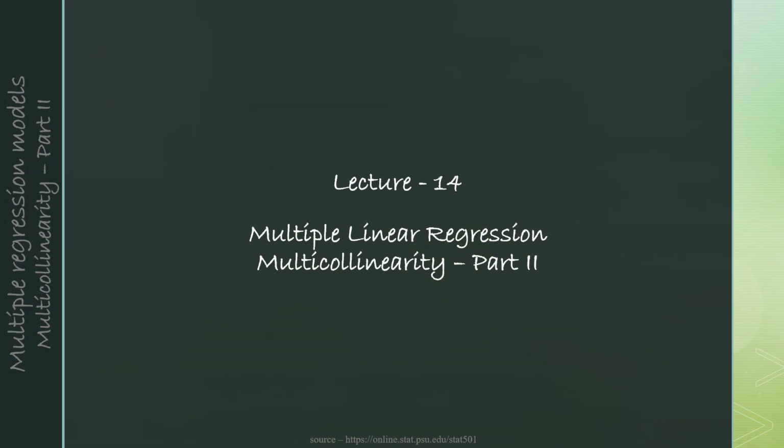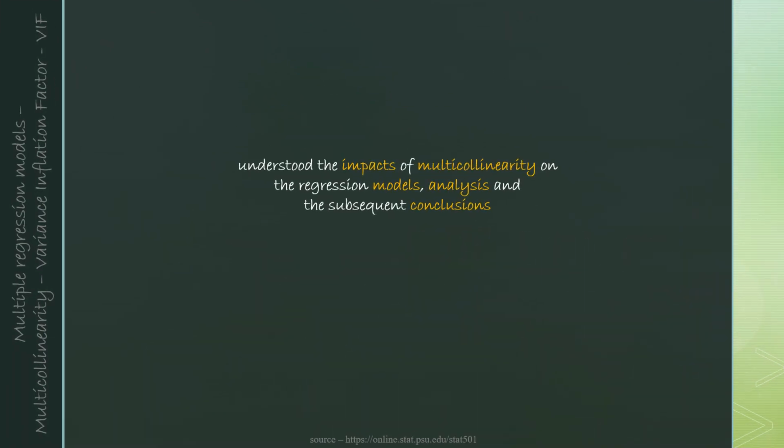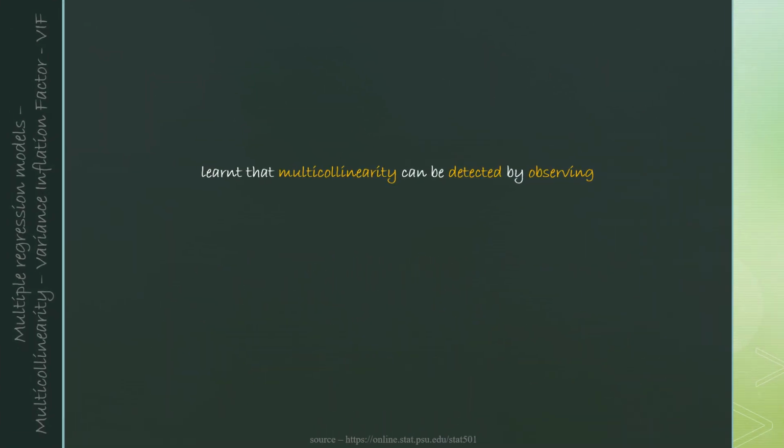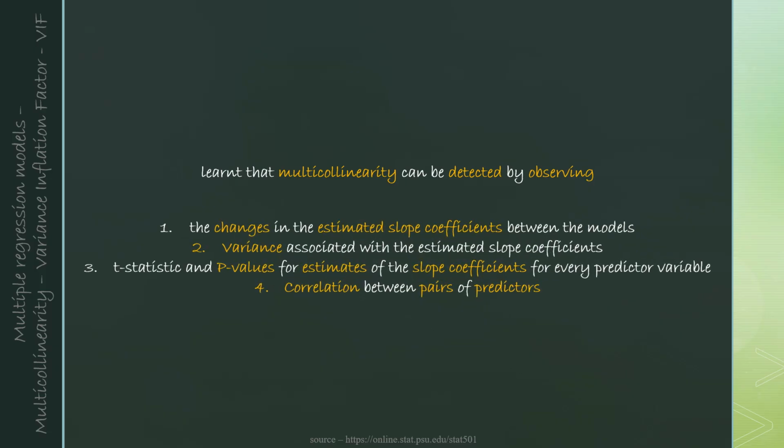Lecture 14, Multiple Linear Regression Multicollinearity Part 2. We understood the impacts of multicollinearity on the regression models, analysis, and the subsequent conclusions that we draw. How do we measure multicollinearity to say if it exists or not? We learned multicollinearity can be detected by observing the changes in the estimated slope coefficients between the models, variance associated with the estimated slope coefficients, t-statistic and p-values for estimates of the slope coefficients for every predictor variable, and correlation between pairs of predictors.